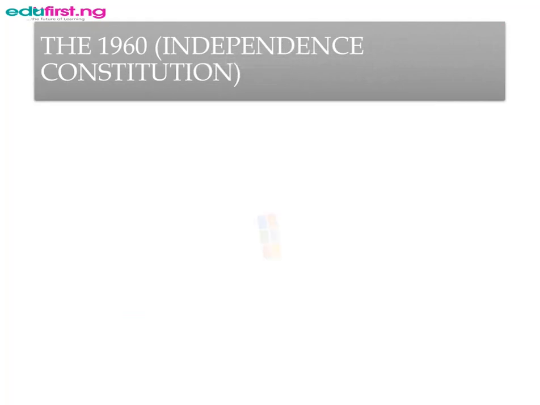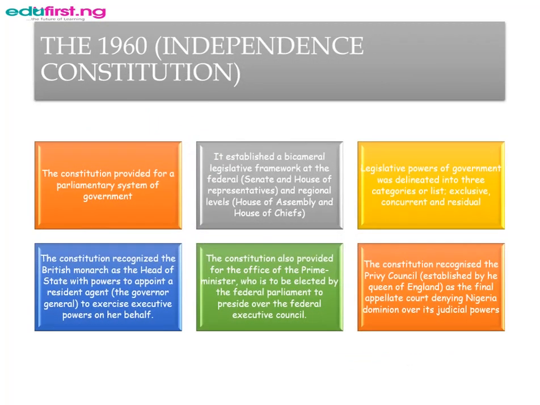The Constitution provided for a parliamentary system of government. It provided for the office of the Prime Minister. It also recognized the British monarch as the head of state. The constitution recognized the Privy Council as the apex appellate court, which denied Nigeria dominion over its powers.